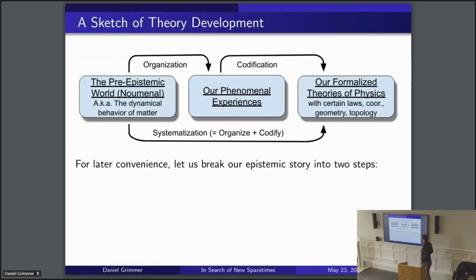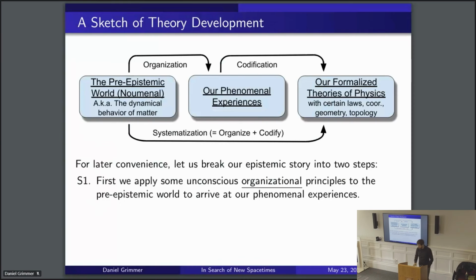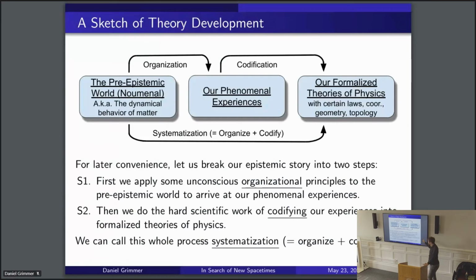So for later convenience, I'm going to want to break the epistemic story about how we've come to our theories into two steps. We start with the pre-epistemic world, the noumenal world. I'll make a connection with Kant later. I also call this the dynamical behavior of matter. It's what there is independent of what we think about it, essentially. And then, in my language, we organize this into our phenomenal experiences. So we apply some unconscious organizational principles to the pre-epistemic world and get to our phenomenal experiences. And then we do the hard scientific work of codifying all those experiences into our formalized theories of physics. Okay, and I call this whole process systemization. This is just my terminology, but nothing significant hangs on it, I don't think, until maybe a little bit later.